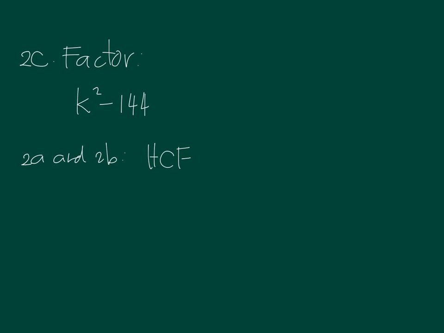So, for instance, if you look at k squared minus 144, there is no common factor for k squared and 144 aside from 1. Okay, so how do we factor this kind of expression? Some special forms that we discussed in the classroom is the one with a squared minus b squared.